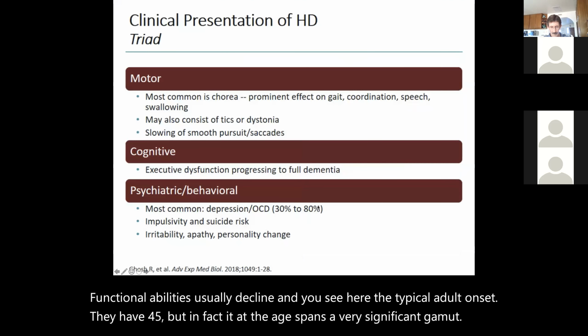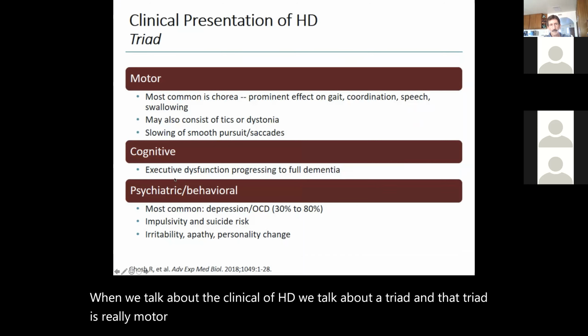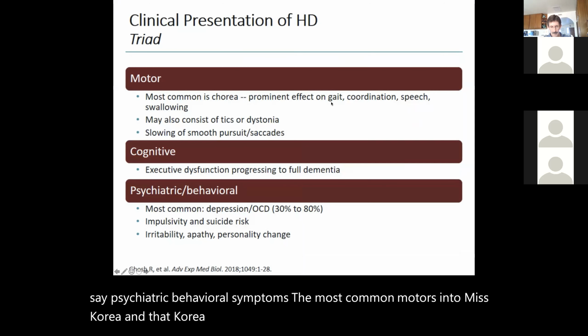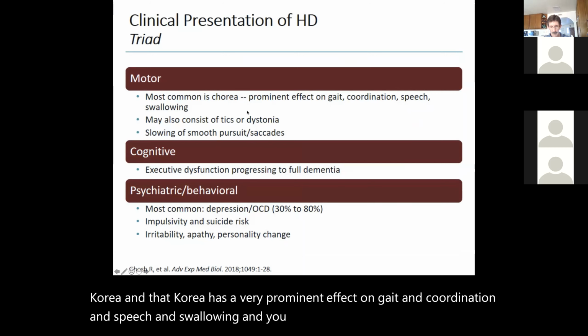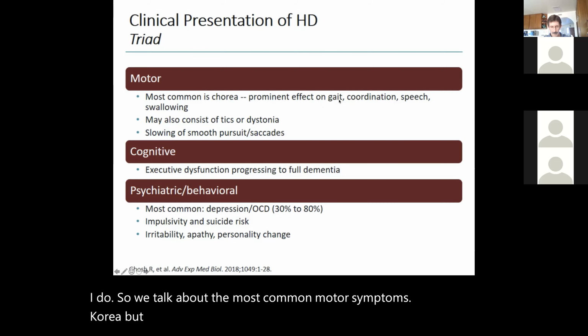Now, when we talk about the clinical presentation of HD, we talk about a triad, and that triad is really motor symptoms and cognitive symptoms, and also what I would say psychiatric behavioral symptoms. The most common motor symptom is chorea, and that chorea has a very prominent effect on gait and coordination and speech and swallowing. And you all know that, probably better than I do. So, the most common motor symptom is chorea, but it's important to remember the gait and the coordination, the speech and the swallowing.